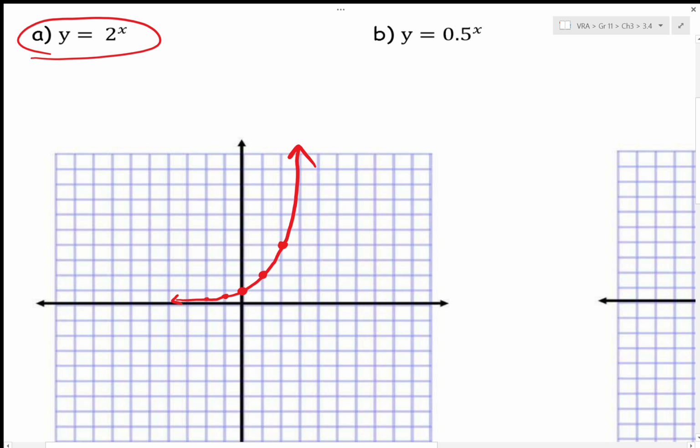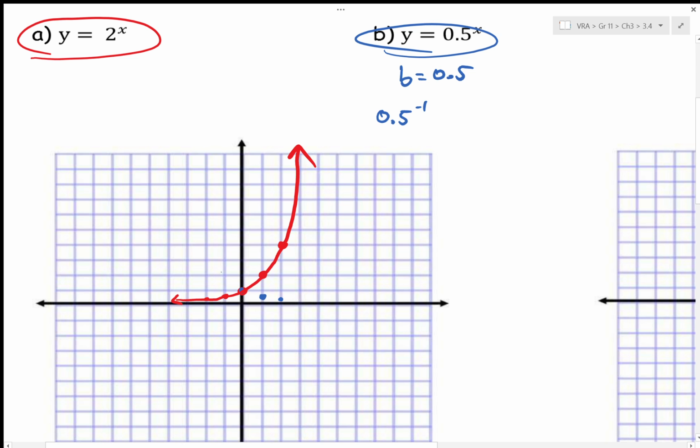Now if you look at the b, which I'm going to draw in blue, this one has y equals 0.5 to the x. So in this case, my b is 0.5, which is between 0 and 1. So when x equals 0, the y-intercept is still at 1. 0.5 to the 0 is 1, right? If x is 1, it's at 0.5. If x is 2, it's at 0.25.